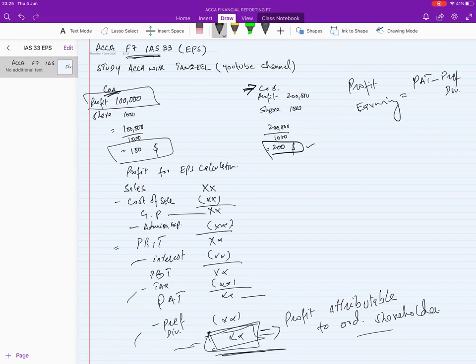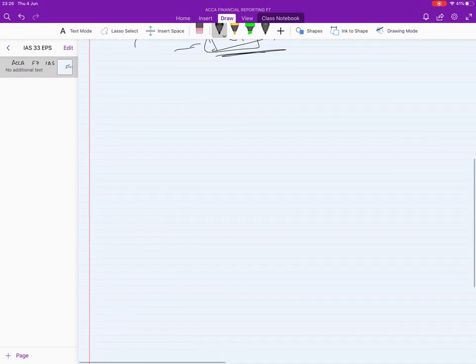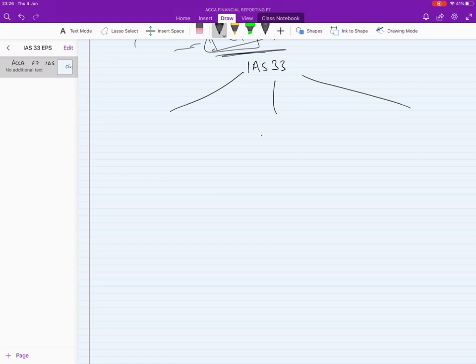Okay, so let's practice a few questions. Move forward. In this IAS 33 we are going to study three main aspects. First is full market price issue.